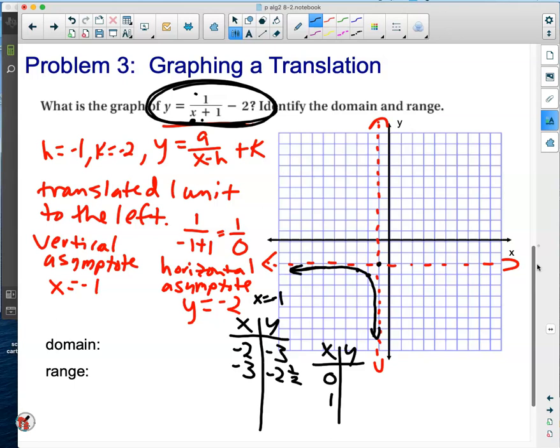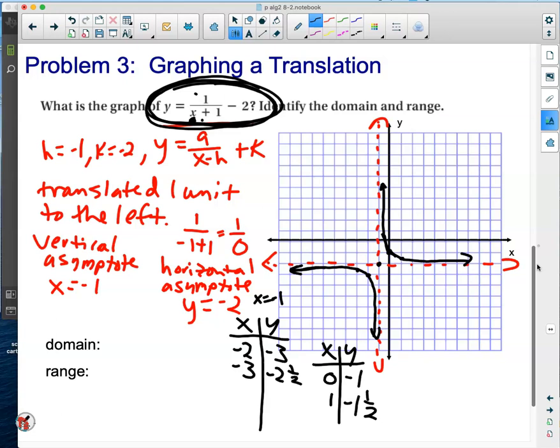Now let me go back up to my equation and put a 0 in for x. 0 plus 1 is 1, 1 divided by 1 is 1, and 1 minus 2 is -1. Then I'll put a 1 in. 1 plus 1 is 2, 1 divided by 2 is 1/2, 1/2 minus 2 is -1.5. And then I'll graph that branch. So 0, -1, and 1, -1.5. Again, that's all I need because I know what asymptotes are. Asymptotes are the lines that we're going to approach, but we're never going to cross.